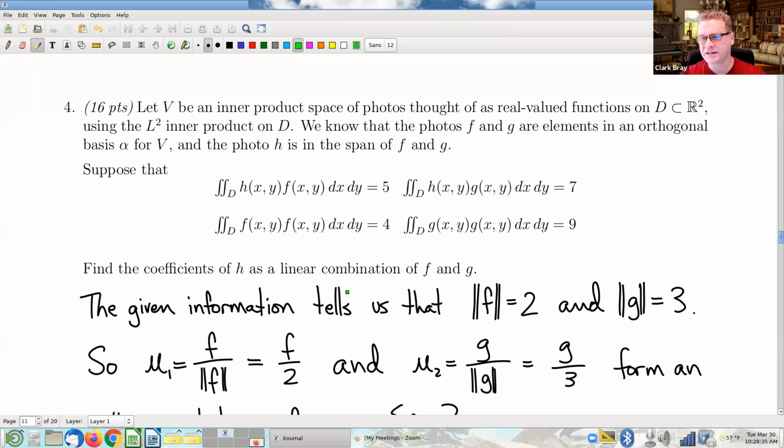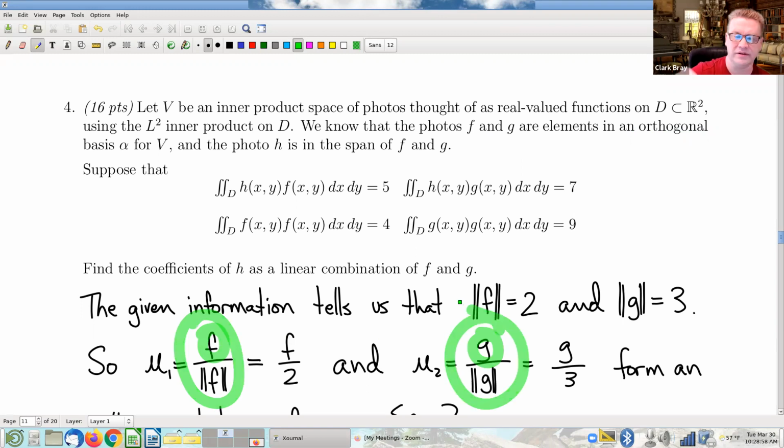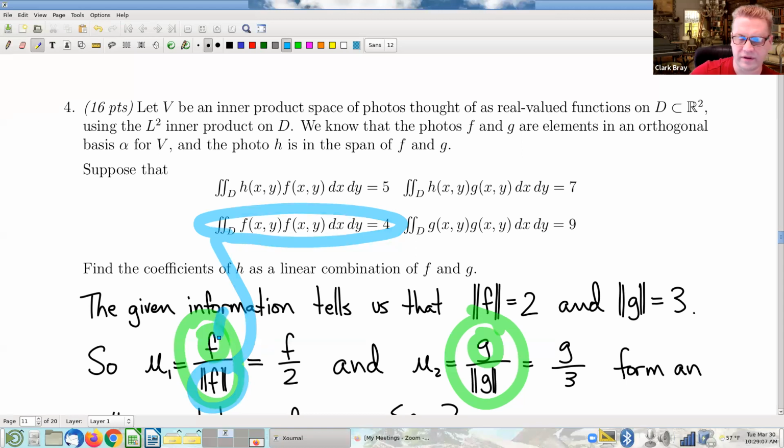But do notice we have to start off by observing that that requires having an orthonormal basis. We do not currently have an orthonormal basis. We have an orthogonal basis for the span in question. These vectors are not unit vectors. So I need to take these vectors f and g, and I need to divide them by their own magnitudes. And to do so, of course, I need to know their magnitudes. And this right here actually tells me what I need, if you think about it.